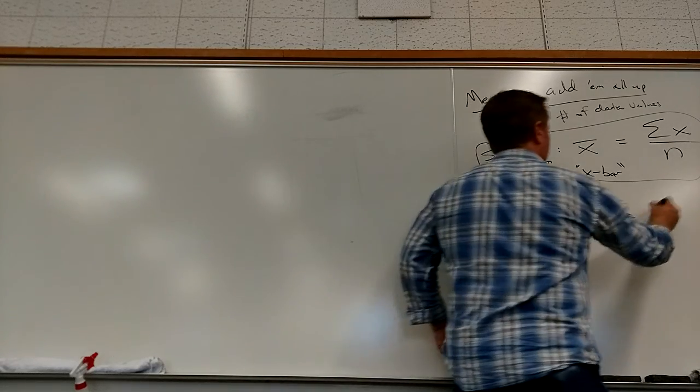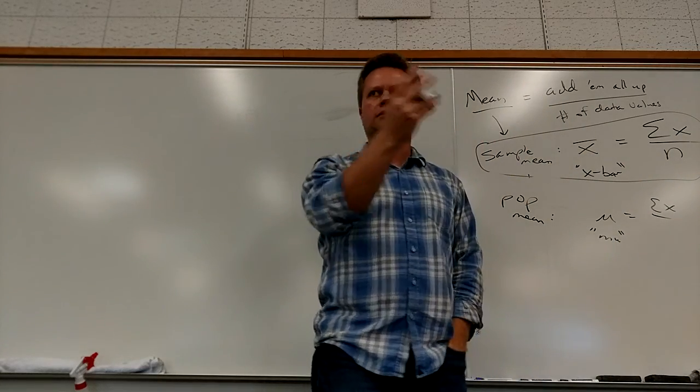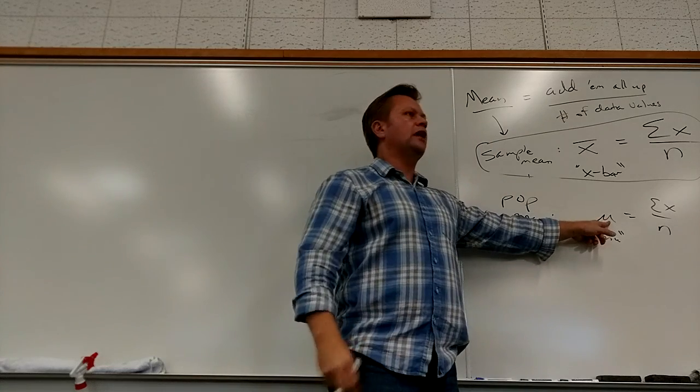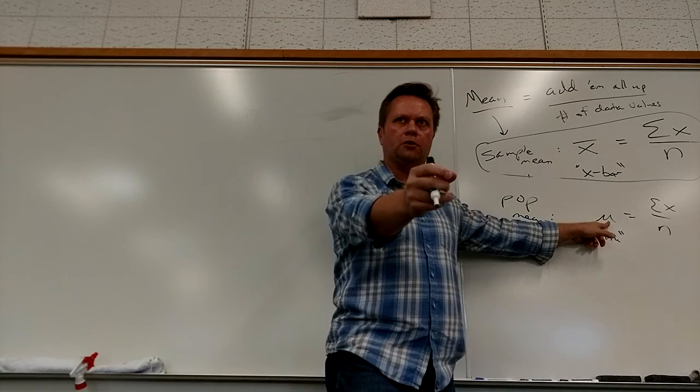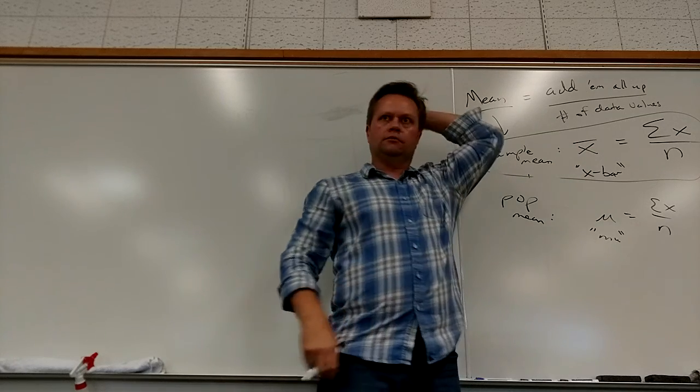The formula is the same. The book makes the N capital for some reason, but it's still just the number of things I'm looking at. So if I use this symbol, that means I have a population I'm working with. If I use that symbol, that means I have a sample that I'm working with.